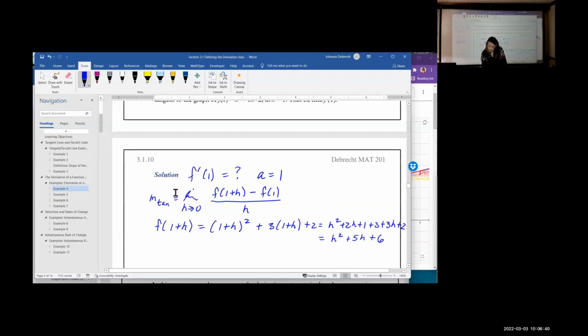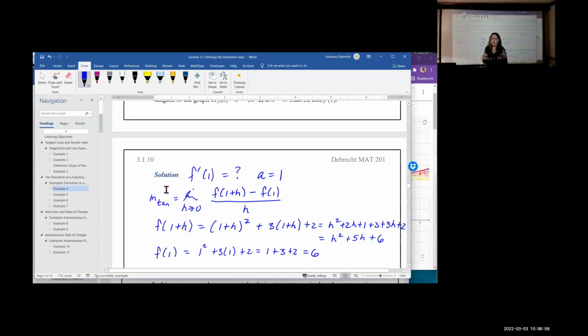Now I want to find f of 1. So I'm going to repeat the process. So that's going to be 1 squared plus 3 times 1 plus 2, which is 1 plus 3 plus 2, which is 6.